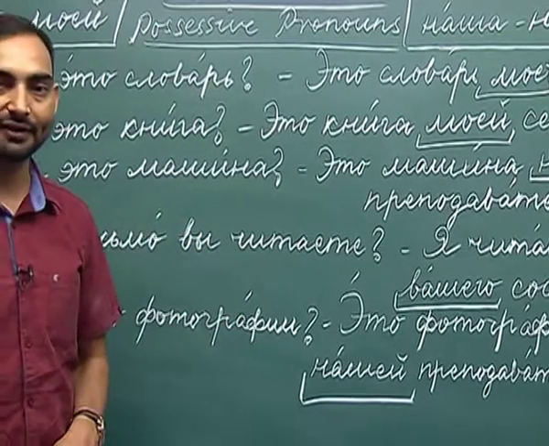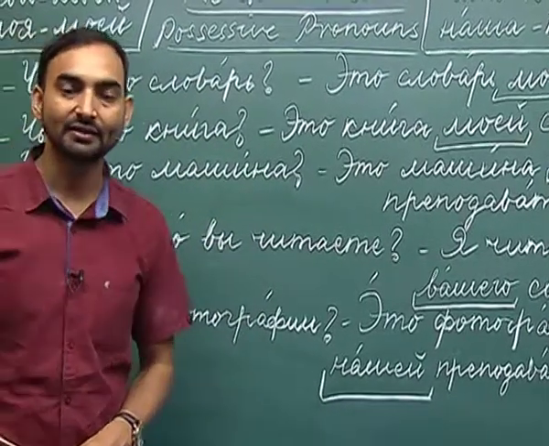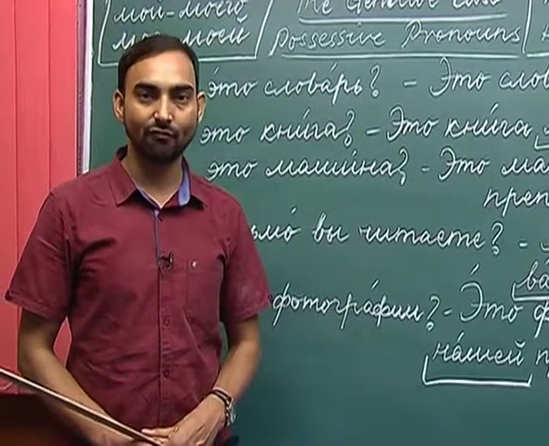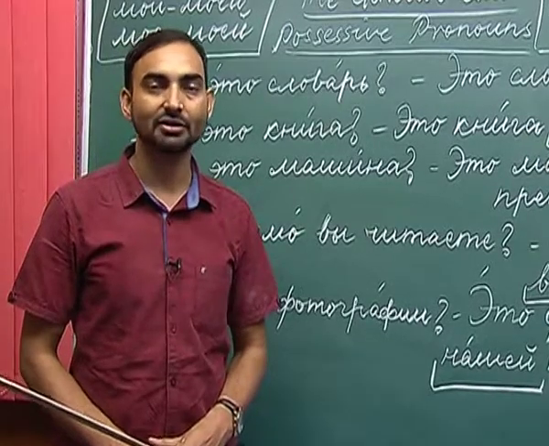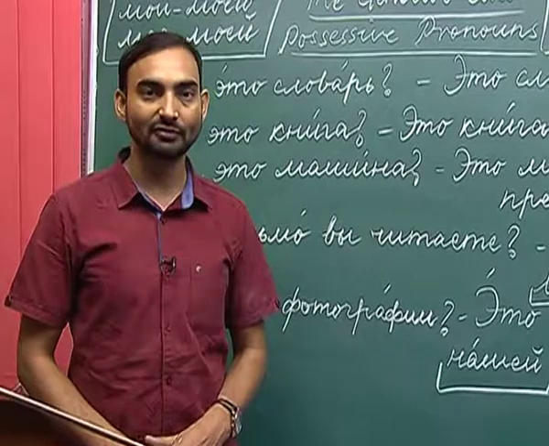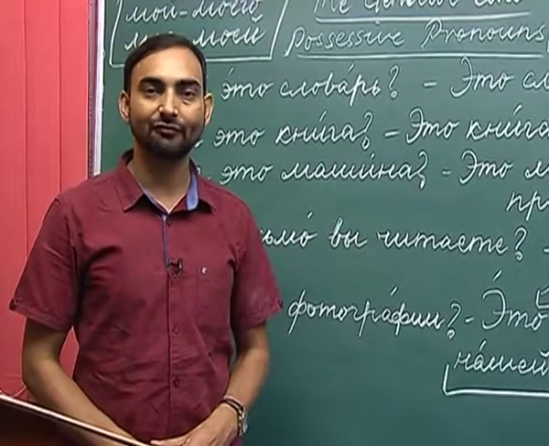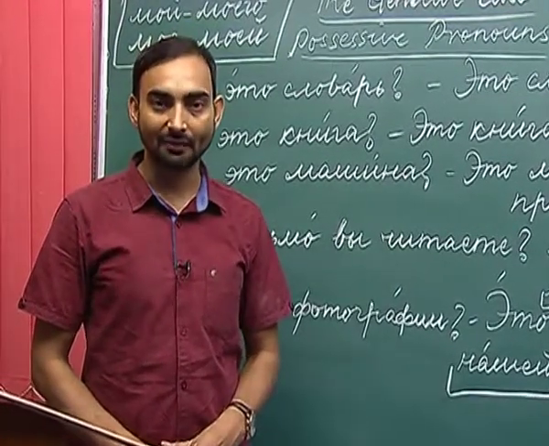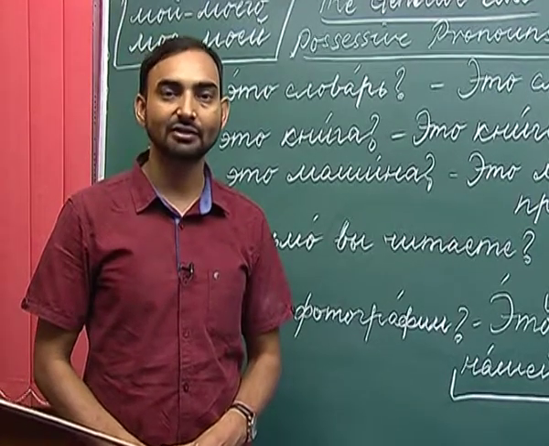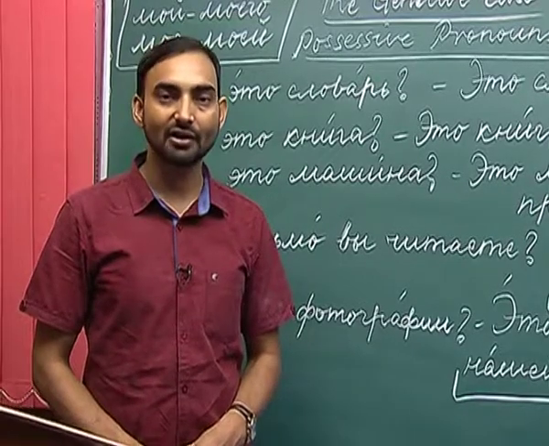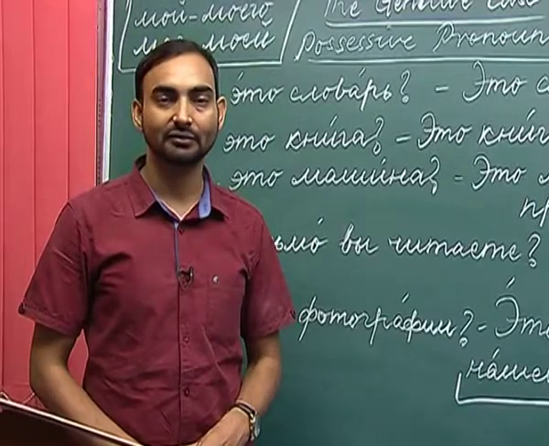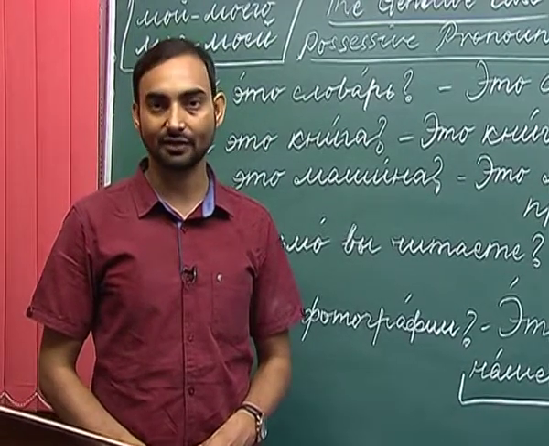So let's revise them once again. Moi becomes moevo, tvoi, tvoevo, nash, nasheva, vash, vasheva. So we are talking about masculine forms. What about feminine? Moya becomes moyei, tvoya, tvoyei, nasha, nashei, vasha, vashei. Evo, eyo and ikh don't change their forms in the genitive case.